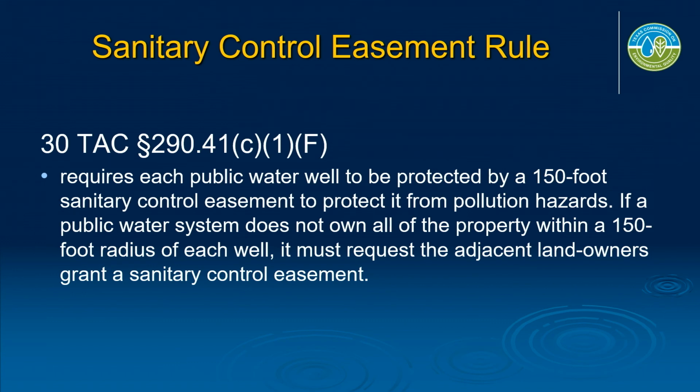All right, the sanitary control easement rule here is under 290.41C1F. It requires each public water well to be protected by a 150-foot sanitary control easement to protect it from pollution hazards. If a public water system doesn't own all of the property within 150 feet of the well, it must request the adjacent landowners to grant a sanitary control easement. So just keep that in mind.